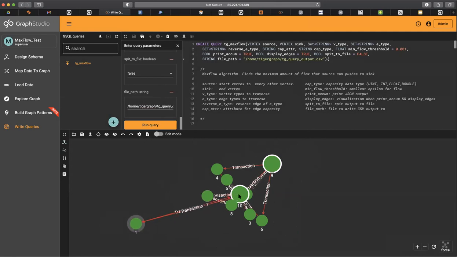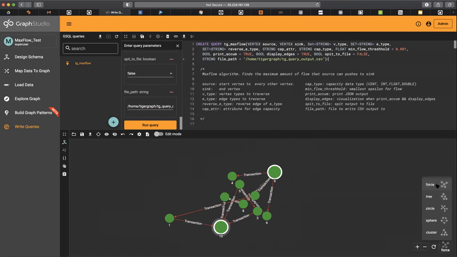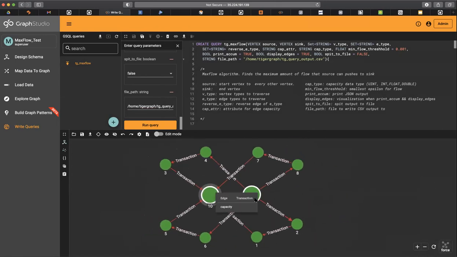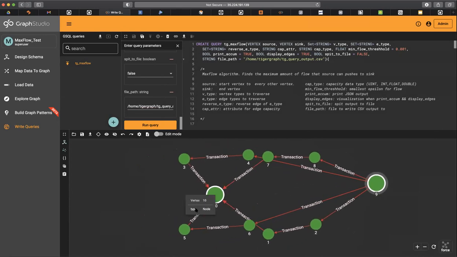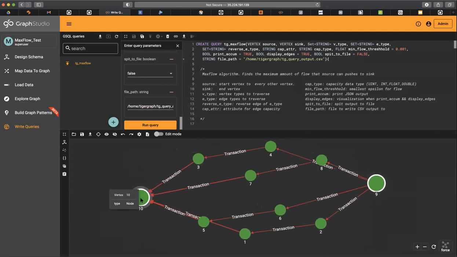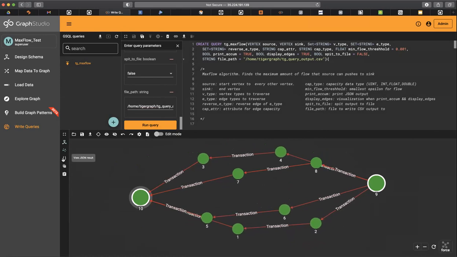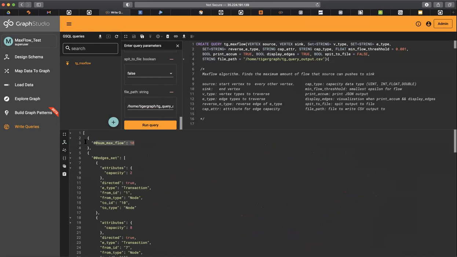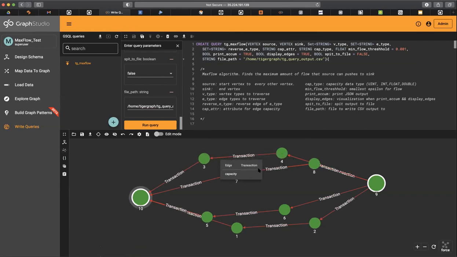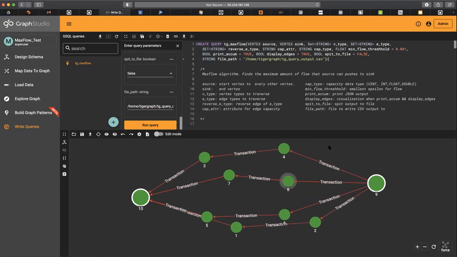So the reason why I picked a particularly small graph is because I wanted to have some type of explainable output here. So let's start at 9 because that was our source, and then 10 was our sink. And really quick, so this is the graphical output here. We also have the JSON output, which tells us that the sum of flow, that is the maximum flow that can go through this network, is 10. So that is given the capacities of these edges, what was the maximum flow that could go through here?